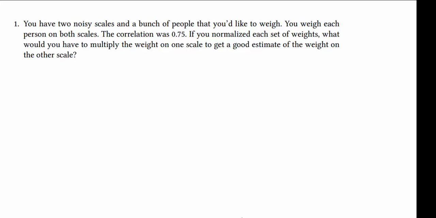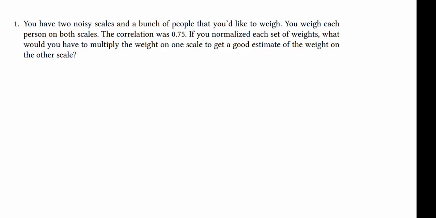Hi, this is question 1 of the regression models chapter on regression to the mean, and it says you have two noisy scales and a bunch of people that you'd like to weigh. You weigh each person on both scales. The correlation was 0.75. If you normalized each set of weights, what would you have to multiply the weight on one scale to get a good estimate of the weight on the other scale?